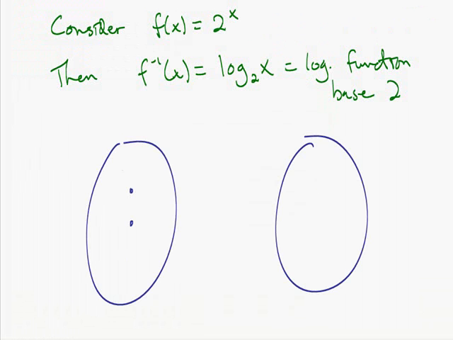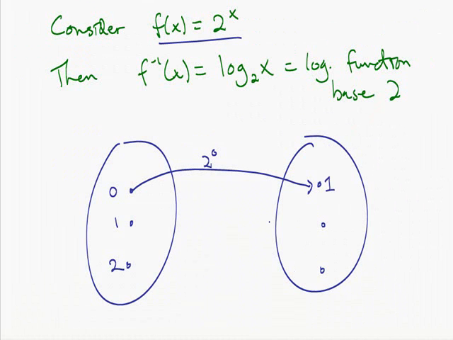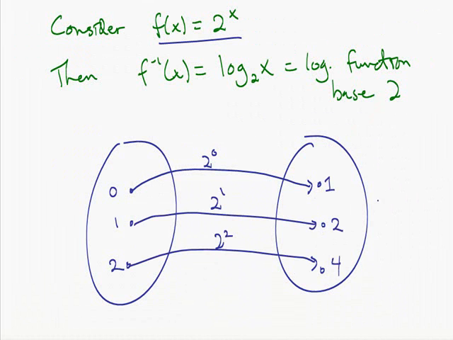Let's look at a couple of values here, maybe 0, 1, and 2, and where the function f of x sends these things. So what does f of x do? f of x takes the number and raises 2 to that power. So 0 is going to be sent to 2 to the 0 power. 2 to the 0 power is equal to 1. 1 is going to be sent to 2 to the first power. 2 to the first power is 2. And 2 is going to be sent to 2 to the second power, which is 4. So f of 0 is 2 to the 0, which is 1. f of 1 is 2. f of 2 is 4.